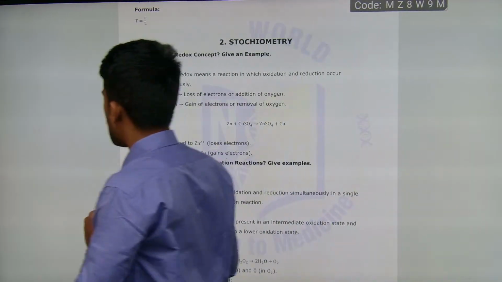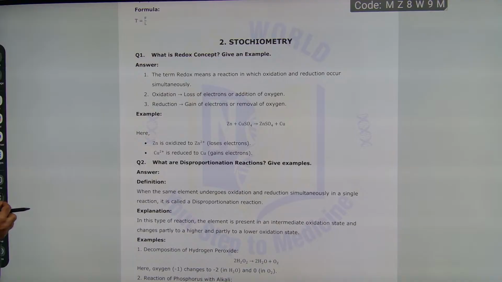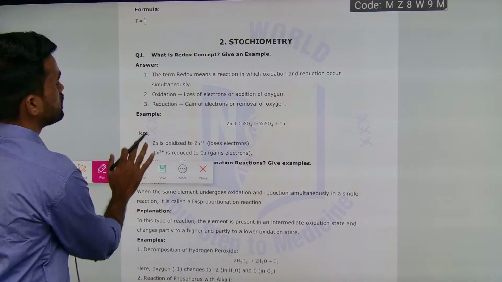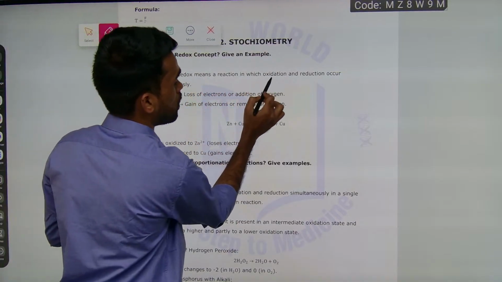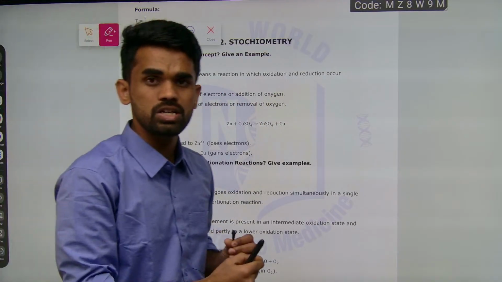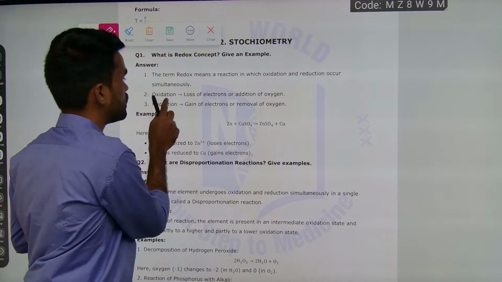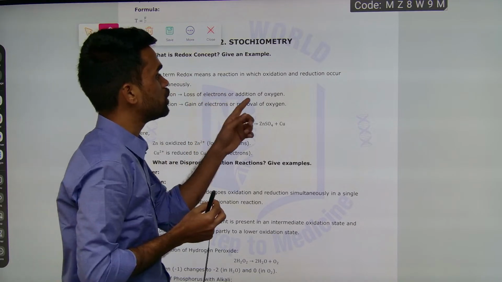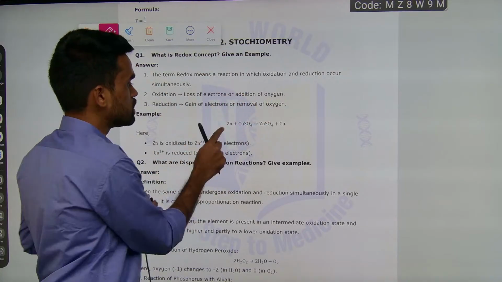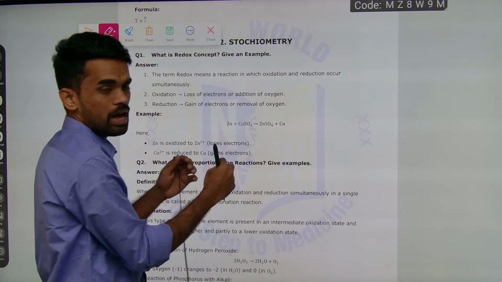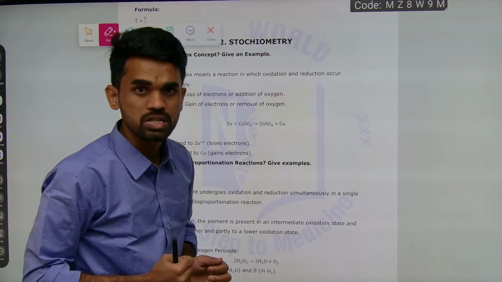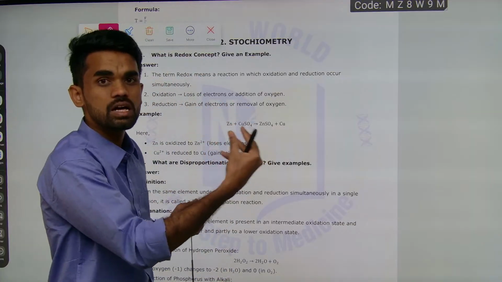The term redox means the reactions in which both oxidation and reduction are involved. Here you can see the term redox means a reaction in which oxidation as well as reduction occurs simultaneously. Now what do we mean by oxidation? Oxidation means loss of electrons or addition of oxygen. If we add oxygen to zinc, then we can say it is an oxidation process. The other way of defining oxidation is removal of electrons.